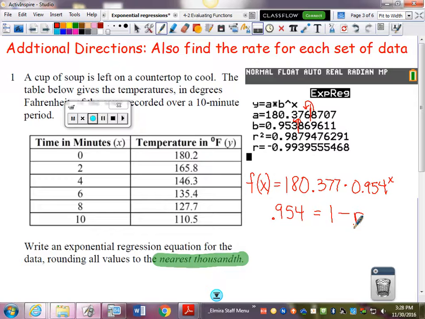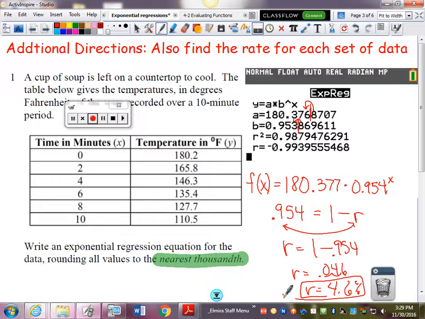Okay, what I'm actually going to do is have these two switch places. R equals 1 minus 0.954, which is 0.046. Make that into a percent, 4.6%. Okay, so that's extra that I wanted you to do.